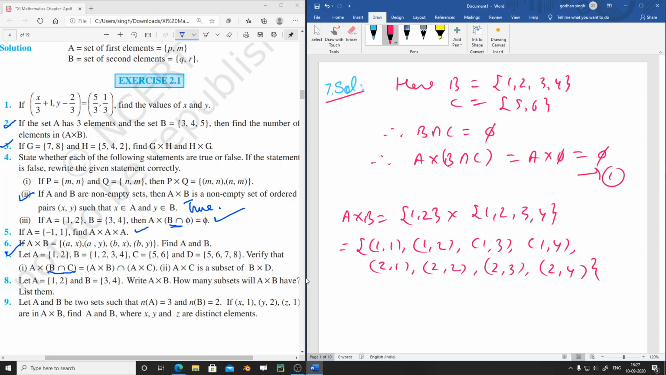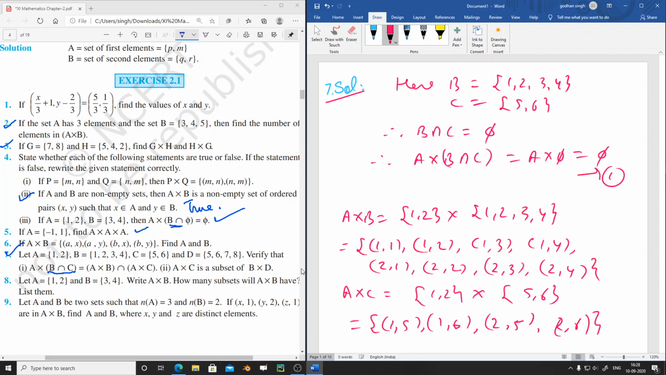Now similarly we will find A cross C. What is A here? {1, 2}. And what is C? A set containing the elements 5, 6. So there will be 4 elements in A cross C. Pairing 1 with 5 and 6, we will get (1, 5), (1, 6), and then we will pair 2 with 5 and 6. So we will get (2, 5) and (2, 6). So this is what we are getting.